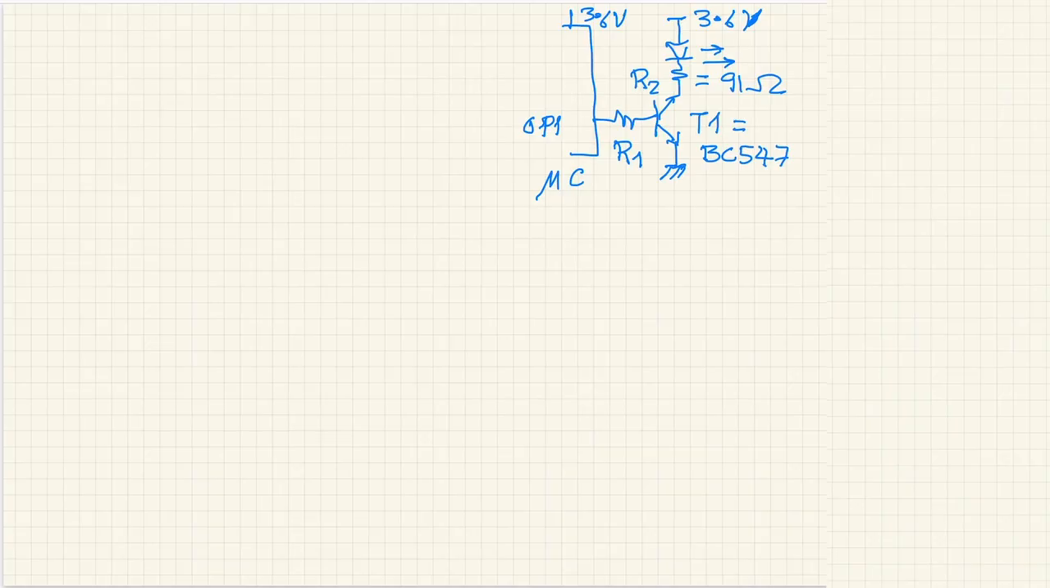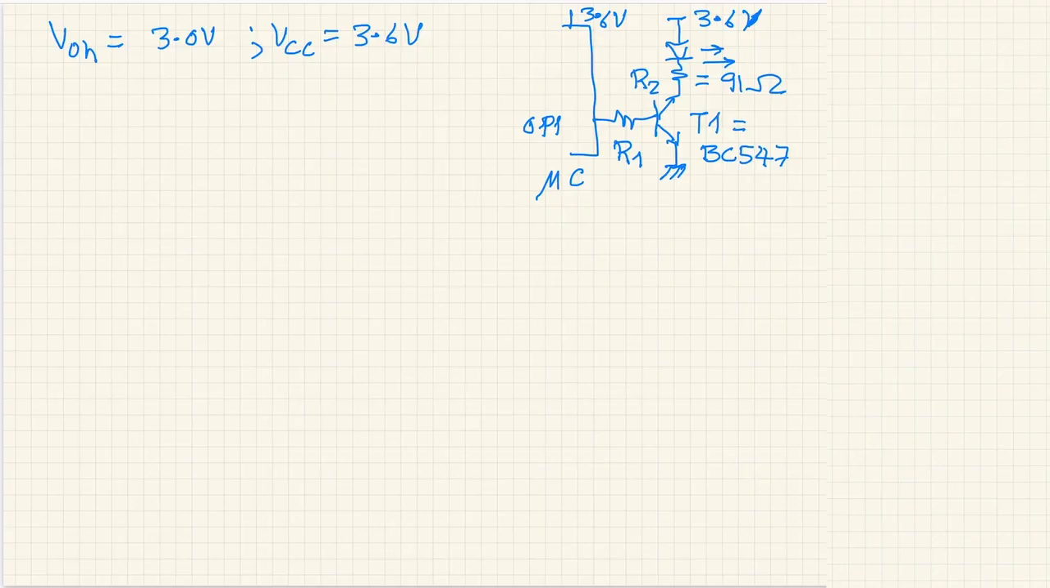So what we have to find out from the data sheet of the microcontroller is VOH, that is the output voltage when the output is high. What is the VOH for that given microcontroller? In this case, from the data sheet, let's assume that it is 3.0 volts for VCC equal to 3.6 volts.